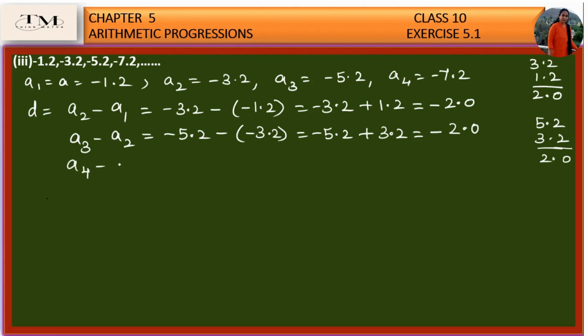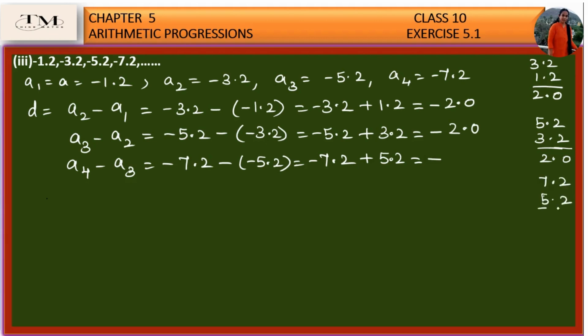Next A4 minus A3. A4 is minus 7.2 minus A3, which is minus 5.2. So minus 7.2 minus into minus, plus 5.2. So minus and plus are there. We have to find the difference, and the bigger number has a negative sign. So the answer will be negative. So 7.2 minus 5.2. So all are subtraction. So 2 minus 2 is 0. 7 minus 5 is 2. So it is 2.0. So all are negative 2.0.